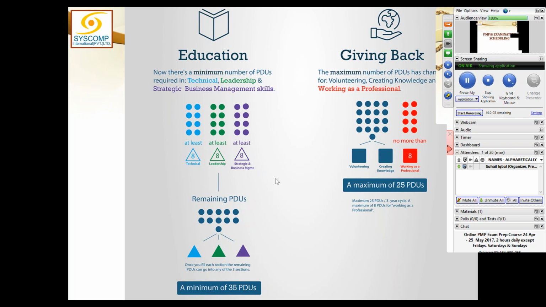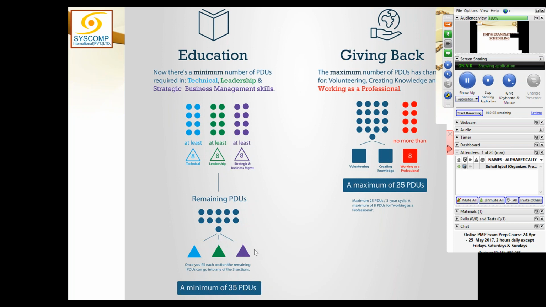Okay, how many PDUs at the minimum do you require in education? You need 60% of the total. That comes out to be 35 PDUs. How many are compulsory? 8 in technical, 8 in leadership, and 8 in strategic and business management: 24. How many are left? 11 PDUs are left. Now, these 11 PDUs you can gain from any of these three areas. They could be from technical, leadership, or strategic. So the minimum requirement for education is to have 35 PDUs.